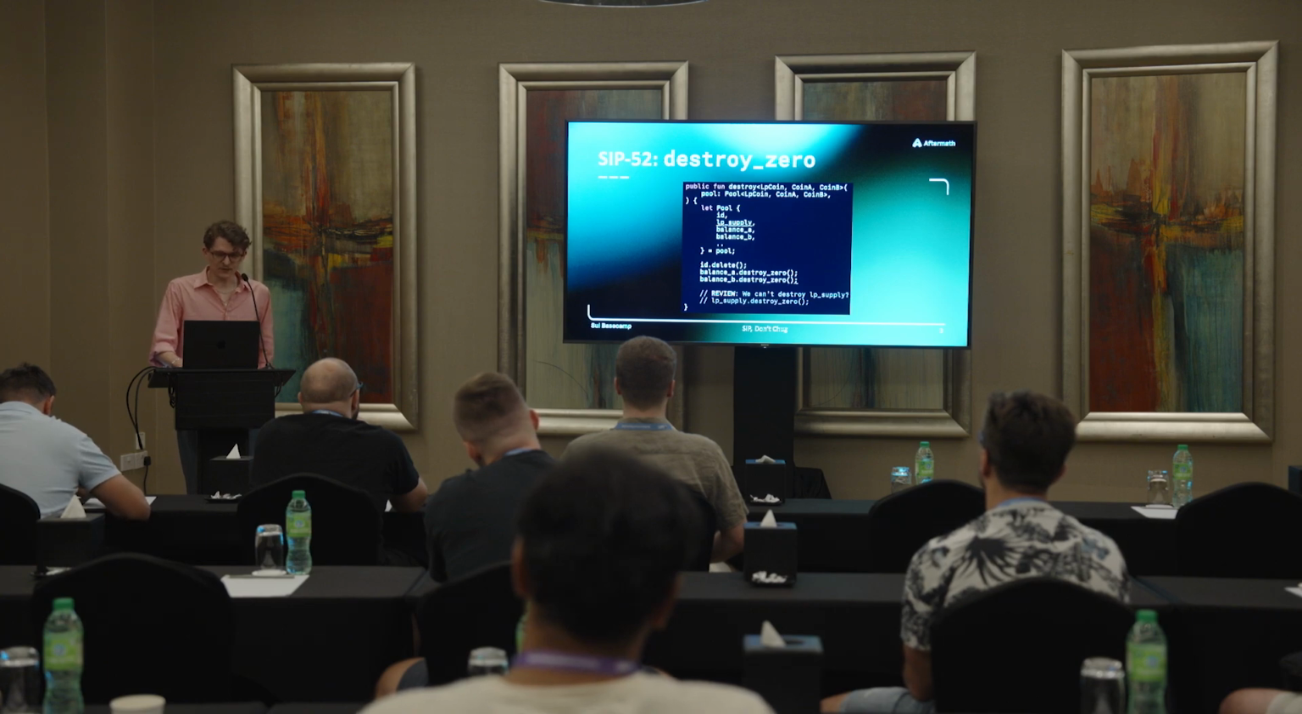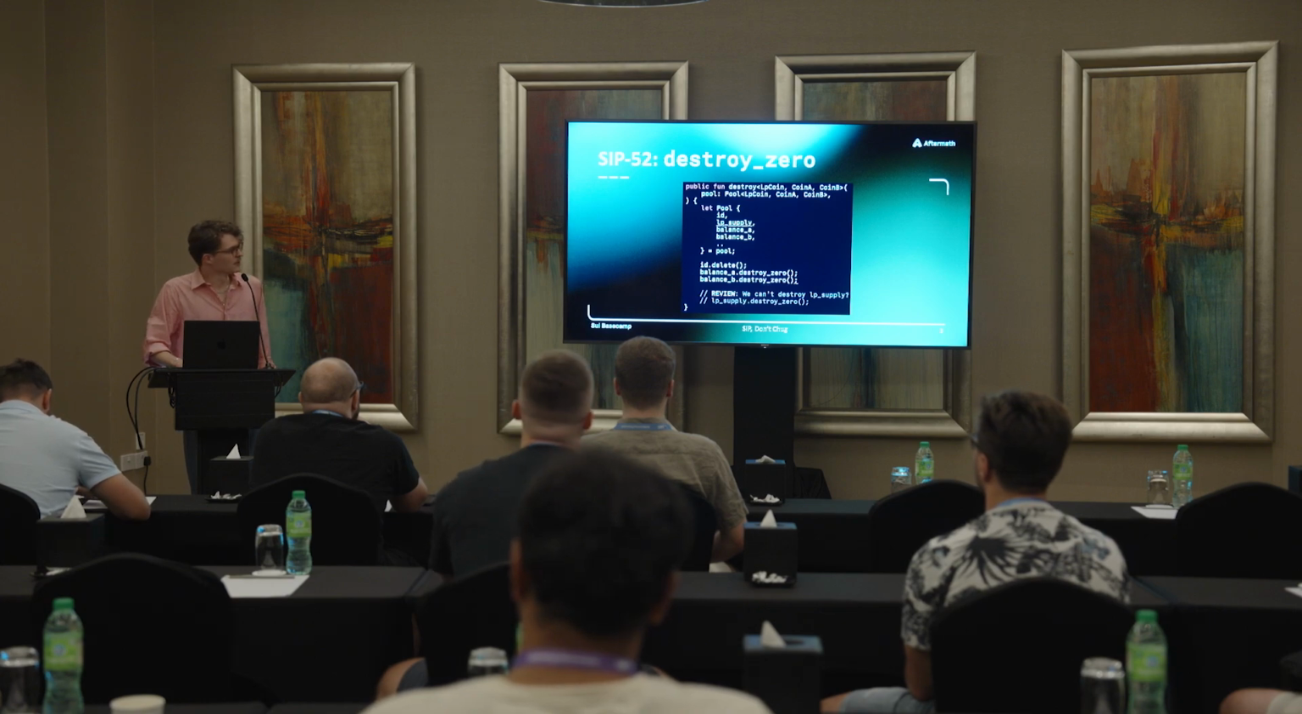And what this is doing, the destroy zero, as the name kind of implies, it checks to see if the balance has a non-zero value. If it does, then it aborts. If it doesn't, then it means it has no value, and you're able to safely destroy this struct.